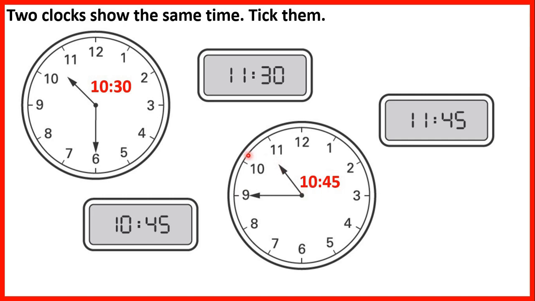The hour hand has gone past 10, and the minute hand is on the 9, and 9 times 5 is 45. So we have 10:45 here and 10:45 here. So the two clocks showing the same time are these two clocks here.